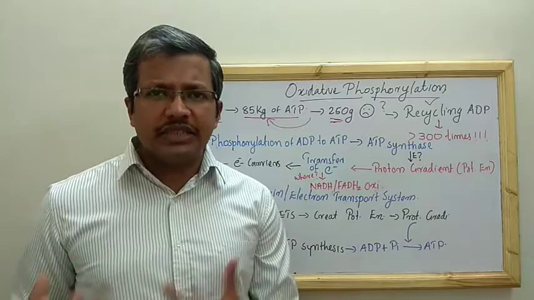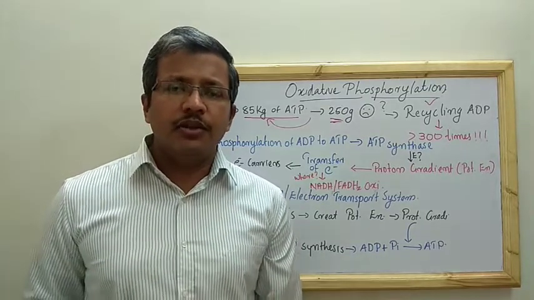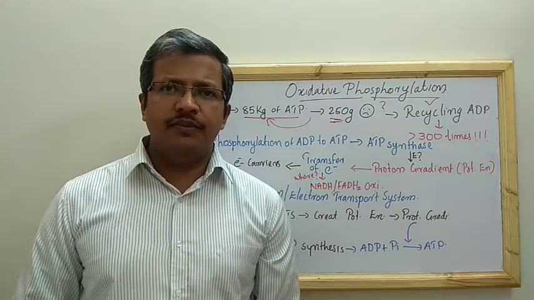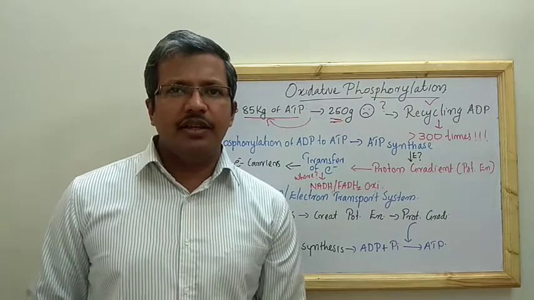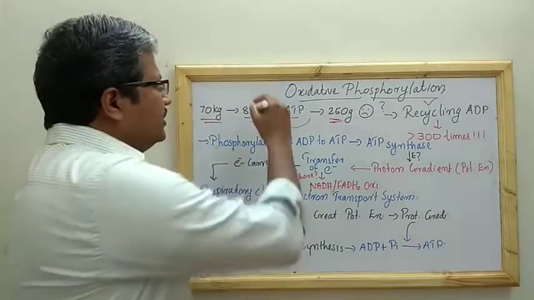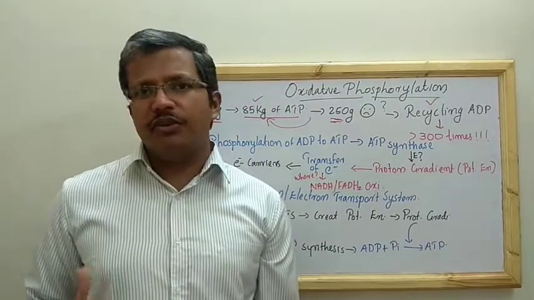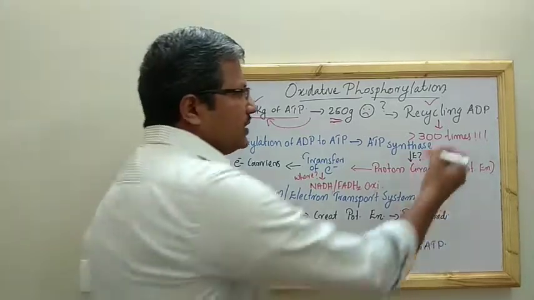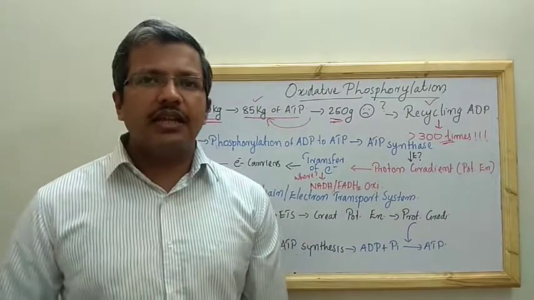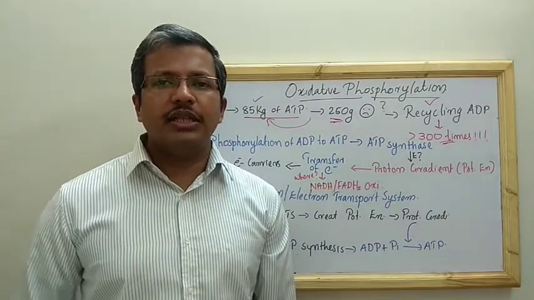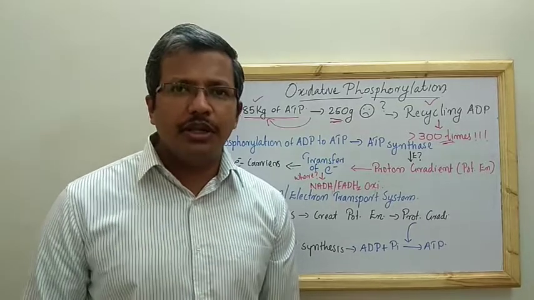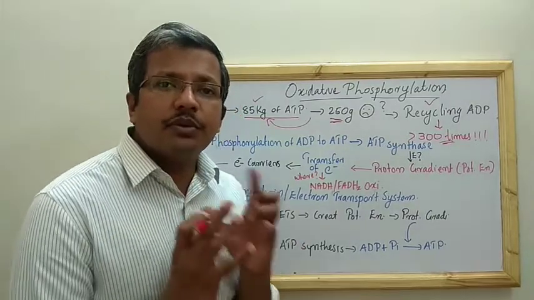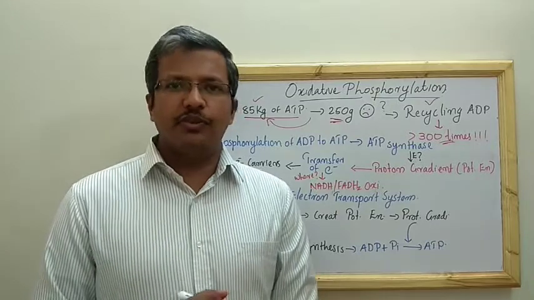We know that when energy is consumed for any process in your body, ATP will be converted into ADP. So if you can recycle the ADP into ATP, you can meet this requirement of 85 kg of ATP per day. How many times do you have to recycle it? Almost more than 300 times you have to recycle the ADP to form the ATP, so that you can meet the energy requirements of your body per day, that is 85 kg of ATP per day. And that process is known as oxidative phosphorylation.